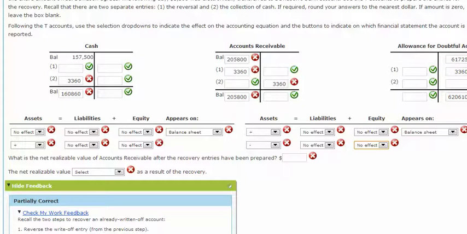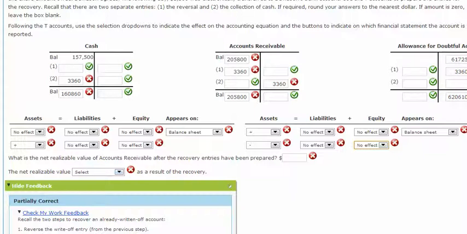Now on the third section over, I can't get to it on my screen, but for the allowance for doubtful accounts, the first entry is going to be a credit to my allowance for doubtful accounts, so that's going to decrease my assets. It will have no effect on my liabilities. It will have no effect on my equity, and it's on the balance sheet. The second journal entry has no entry, so it has no effect on any of those items, assets, liability, or equity.